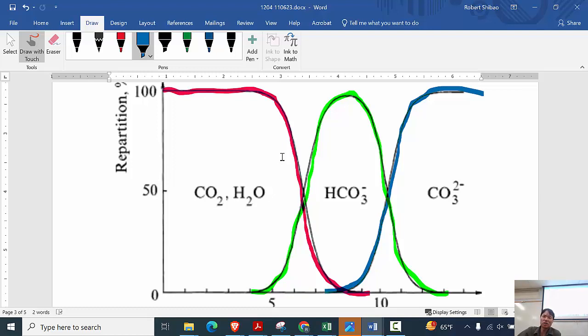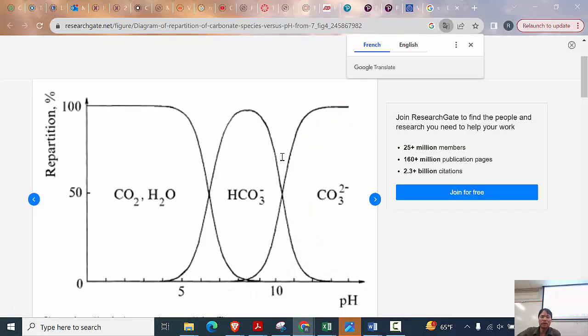This is a speciation curve. Or I don't know what they called it, partition. We called this a partition curve here.